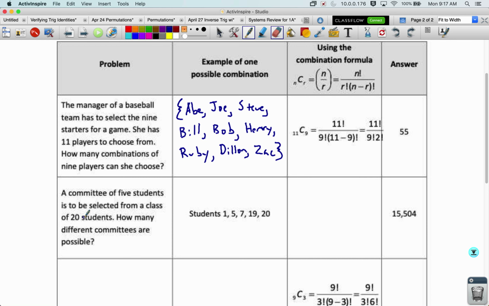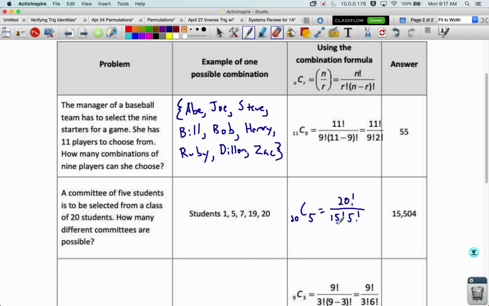A committee of 5 students is to be selected from a class of 20. Order doesn't matter. So how many different committees are possible? Example of one possible combination would be students 1, 5, 7, 19, and 20. They're in order here, but it doesn't really matter what order. So the math that's happening here is we have a 20 choose 5 problem. And that's going to be equal to 20 factorial divided by 15 factorial times 5 factorial.